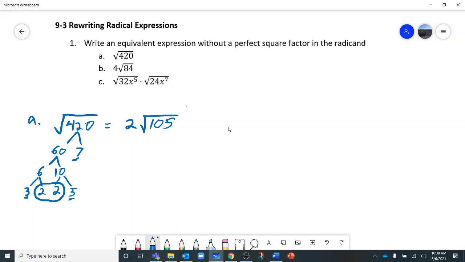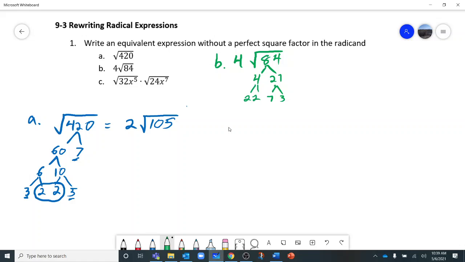B, so B, 4 root 84. 84 is 4 times 21. 21 breaks to 7 and 3. Those are primes. They don't go anywhere.